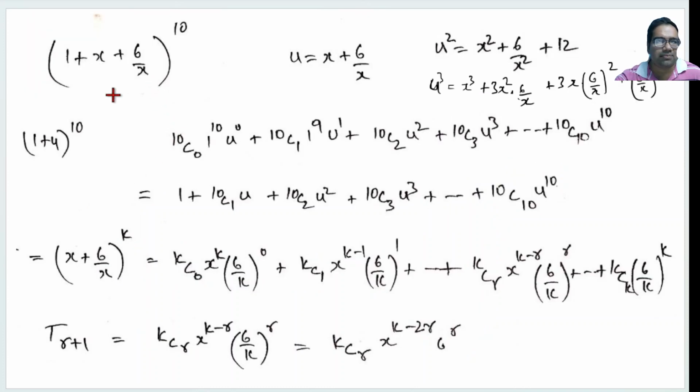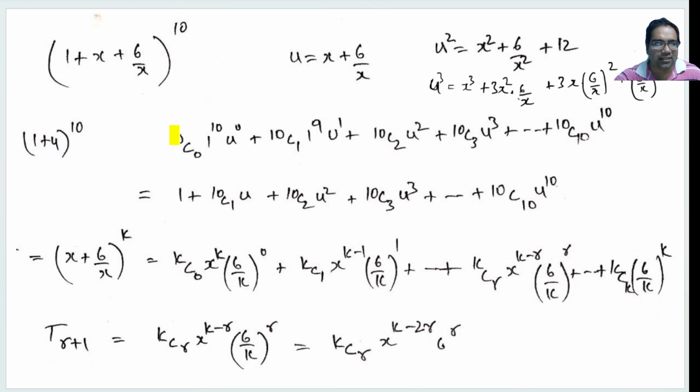For example, x + 6/x, we can replace this with some u. Let u be x + 6/x. If we do this, then the expansion becomes (1 + u)^10. This is in the form (a + b)^10, so we can use the binomial theorem.